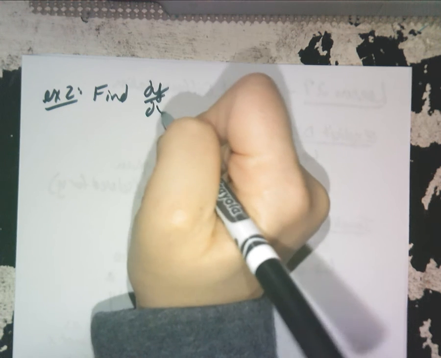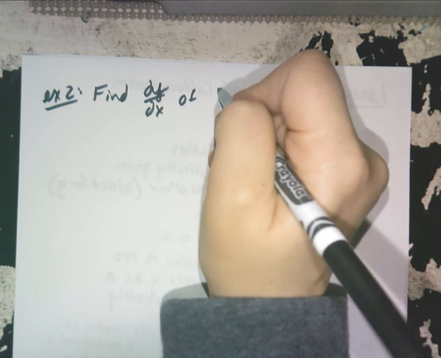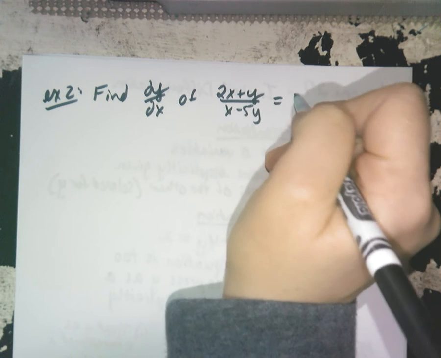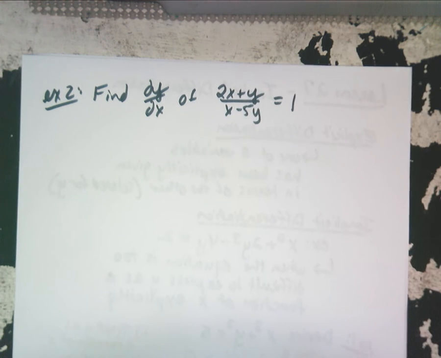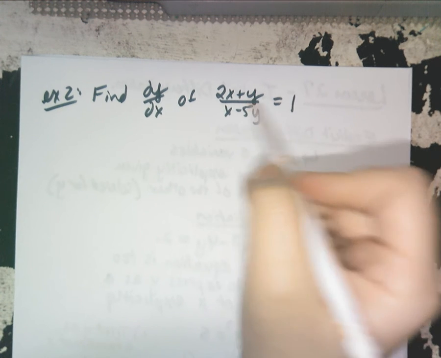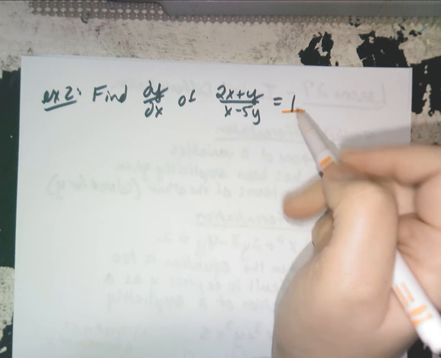Find the dy dx of (2x plus y) over (x minus 5y) equals 1. By the way, you have a problem on homework tonight like this. Number 12 is like this. I'm going to show you 2 ways to do this problem. I'm going to show you the way you used to do it before we learned this and the way we're going to do it as if we learned it this way. Same thing, okay?